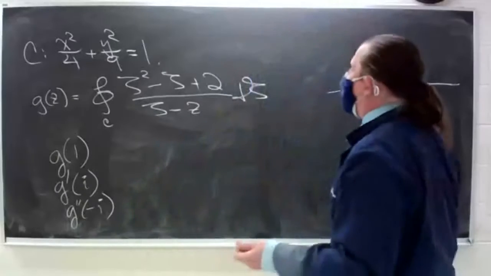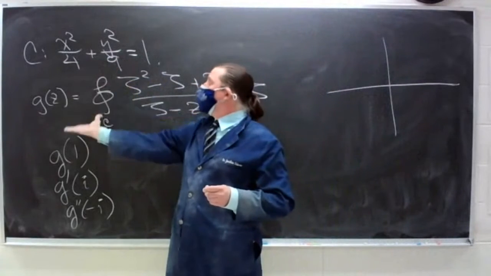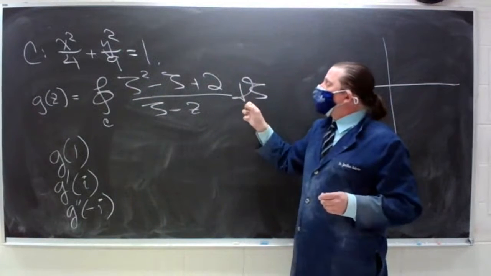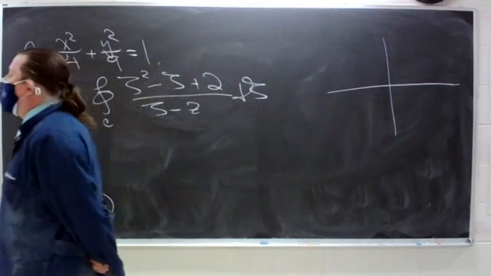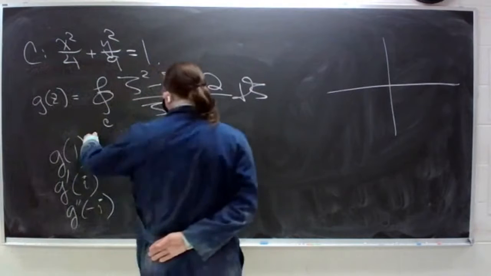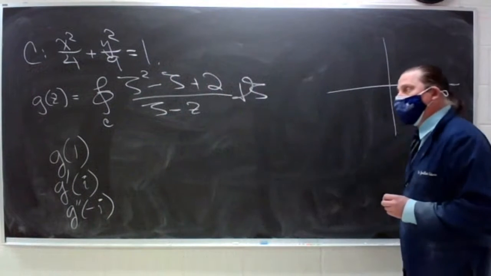All right, suppose that we're given this closed contour C consisting of an ellipse, and we'd like to define this function by this closed loop integral, okay? And we're interested in finding g of 1, g prime of i, g prime prime of negative i.